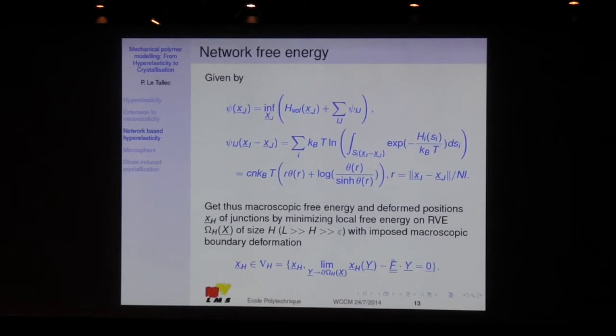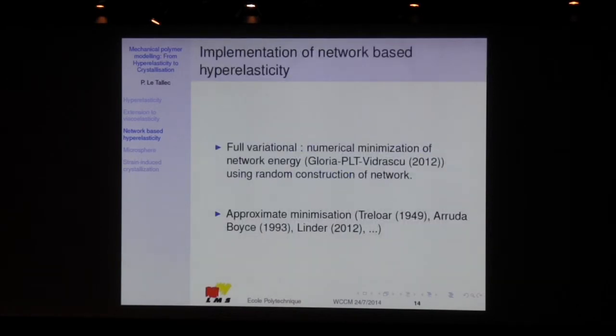And you arrive to this expression, or any simplification, where theta is the inverse Langevin function. This is a micro energy, and to go to the macroscopic free energy, you play the game of minimizing the local free energy with respect to the local position of the junction with imposed macroscopic boundary deformation far away at the limit of the representative volume element. So how can you implement that?